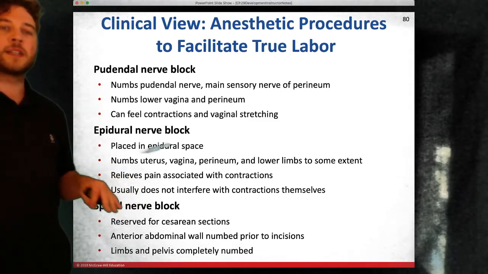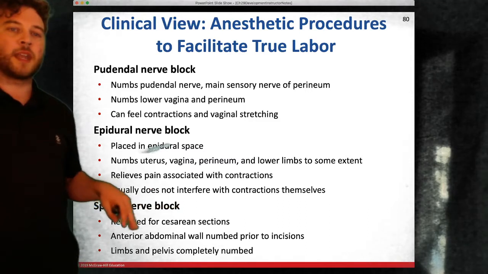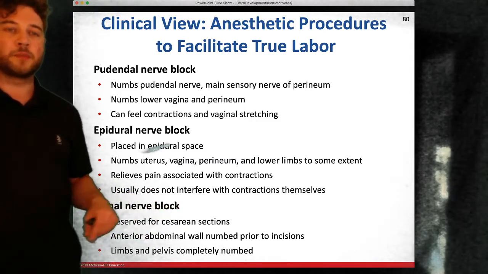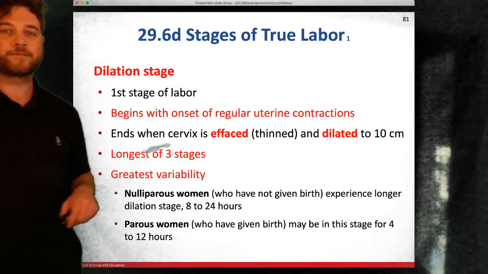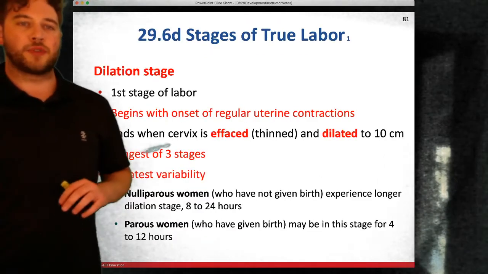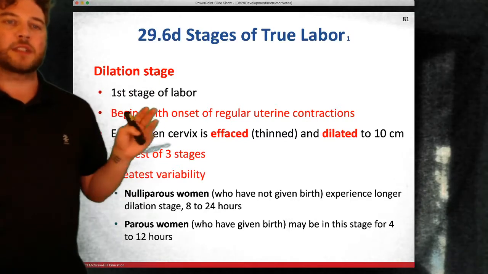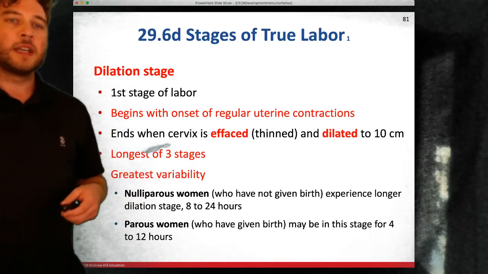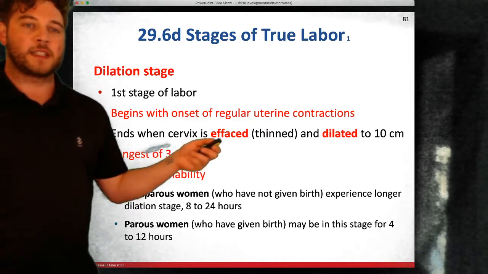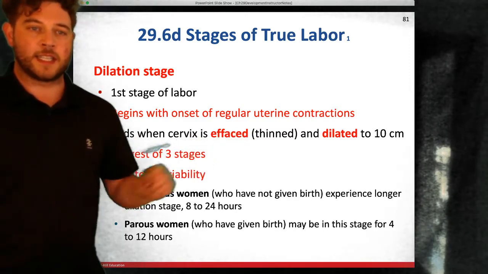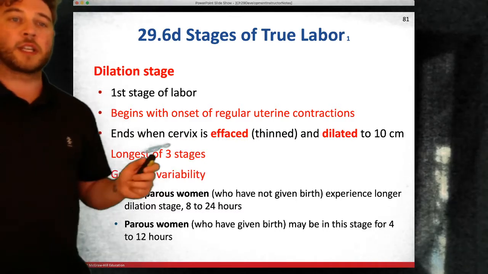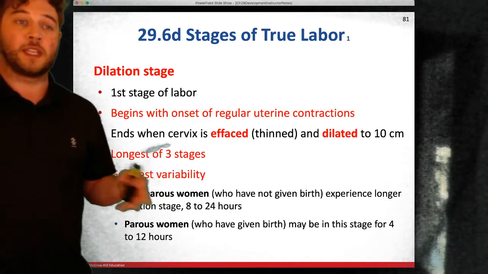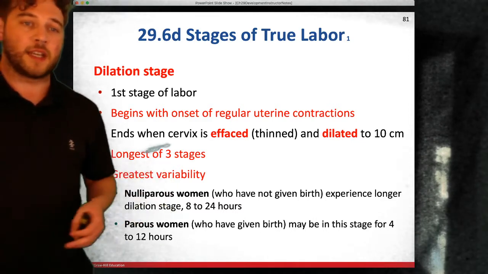The spinal nerve block is reserved for cesarean sections. The anterior abdominal wall is numbed prior to any incisions, and the limbs and pelvis are completely numbed at this point. Okay, looking at the stages of true labor, 3 stages. Your dilation stage is the first. It begins with the onset of those irregular uterine contractions, ends when the cervix is effaced, which means thinned, and dilated to 10 centimeters. It is the longest of the 3 stages, meaning that it's going to have the greatest variability in how long it's going to take.